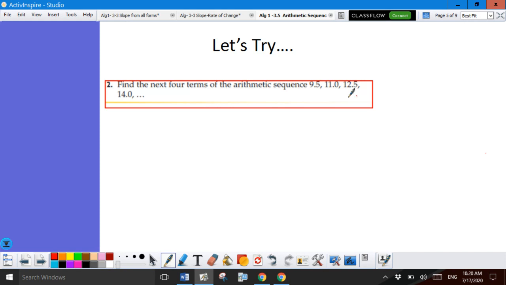All right, so hopefully you figured out that this pattern is adding 1.5. So my next term, if I start at 14 and I add my 1.5, would give me 15.5. And then if I do it again, I'm at 17, and then 18.5, and then 20, and so on and so forth, okay? This is an arithmetic sequence. So anytime I see a sequence, I should be able to come up with the next terms. But arithmetic is going to be the same numbers.